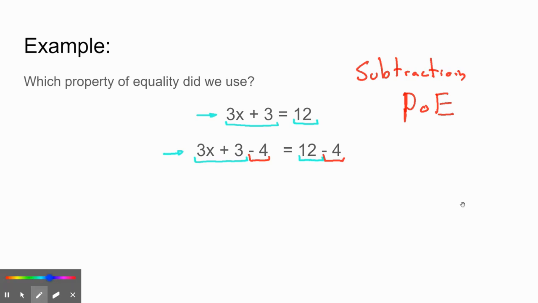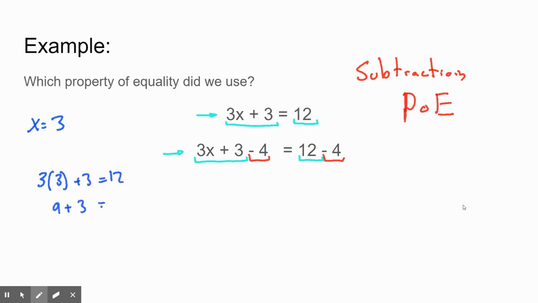One thing that I do want to show about this is that these 2 expressions are still equivalent. For example, if we just pick a number for x, I'm just going to pick 3, and we plug it into this first one, we're going to get 3 times 3 plus 3 is equal to 12. Hopefully that's true. 9 plus 3 is equal to 12. So we know to start with that one was true.